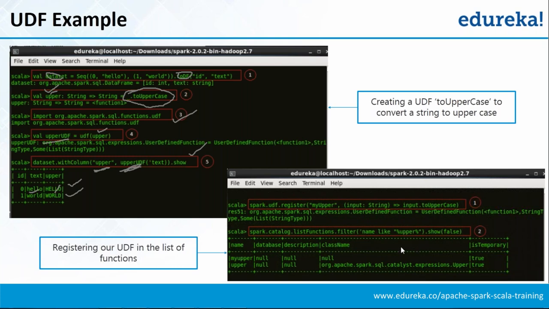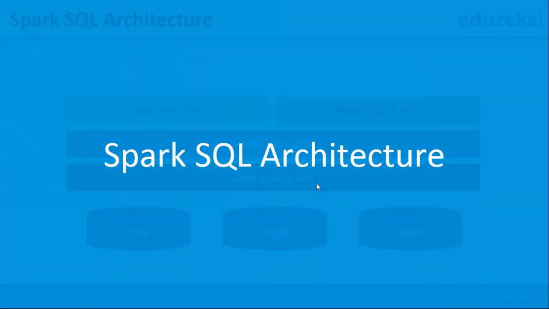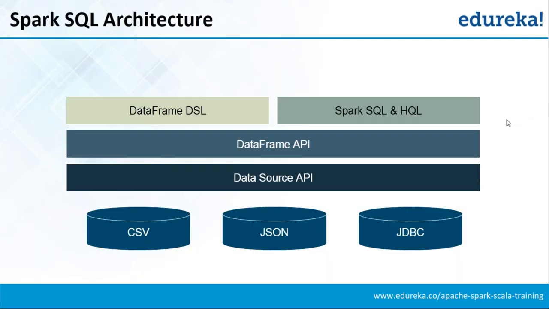So you can use this show API to get the output for this. Now, the Spark SQL architecture, let's see that. So what is Spark SQL architecture? If we talk about it, let's say you are getting the data using various formats. You can get it from your CSV, from your JSON format, and you can also get it from your JDBC format.